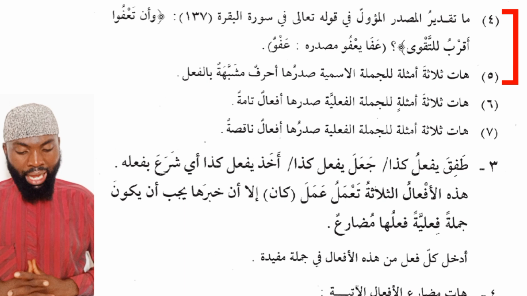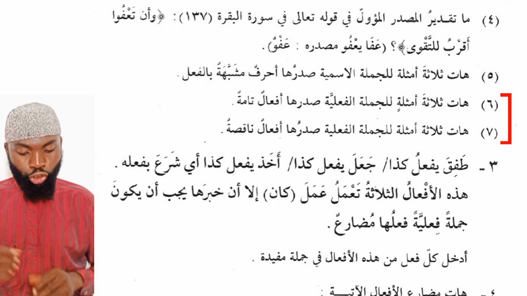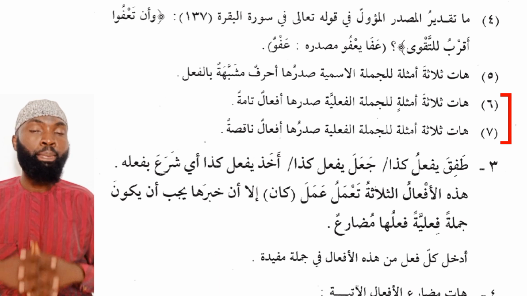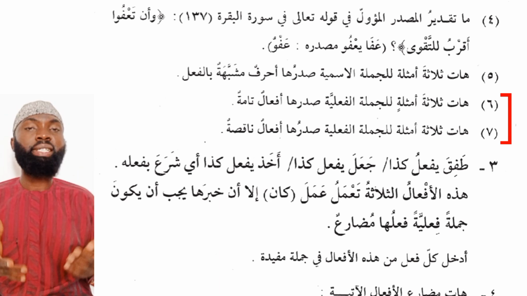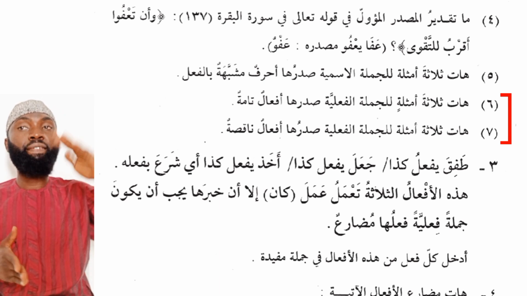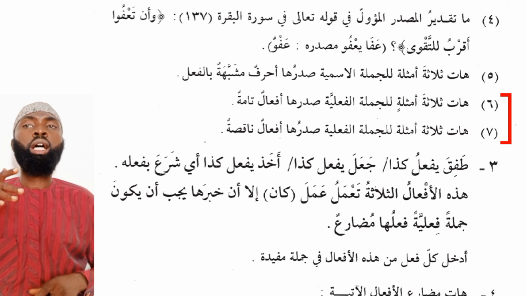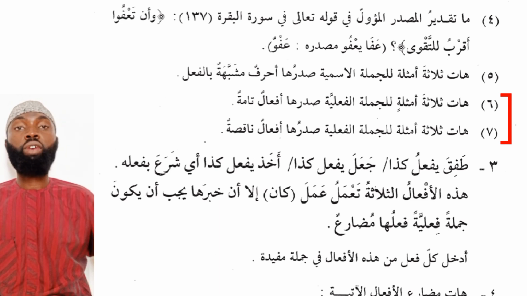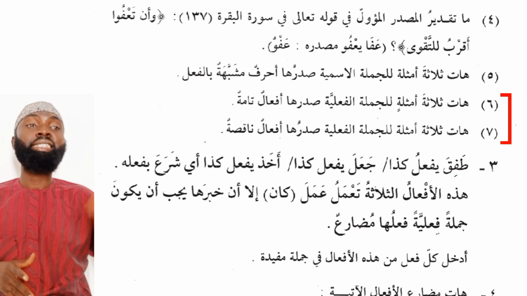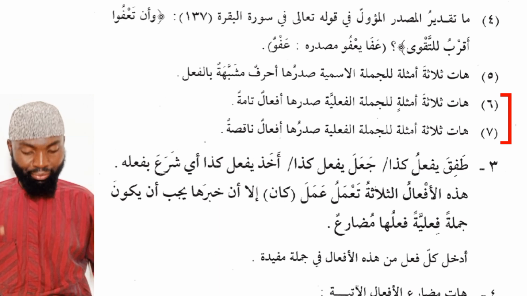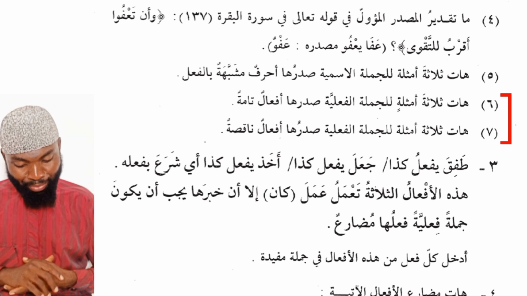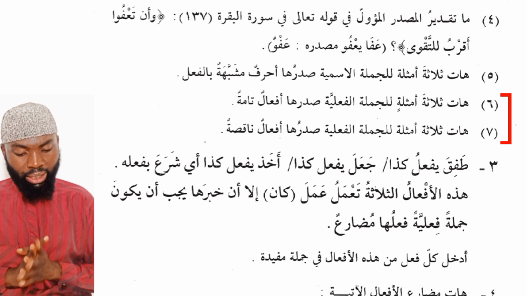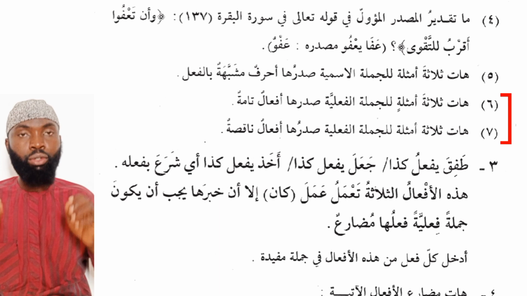Number 6, we have هاتي ثلاثة أمثلة للجملة الفعلية صدرها أفعال تامة. You are to bring an example of verbal sentences. These verbal sentences should begin with a complete verb. First, I can say Ja'a Aliyun, Ali came. Second, I can say Akalat Fatima, Fatima ate. Last, I can say Jarat Tiflatu, the baby ran. Very easy.